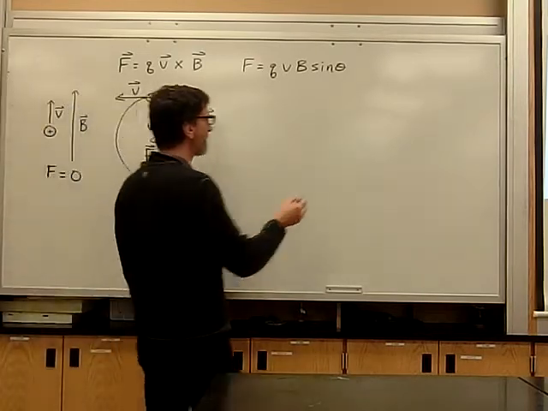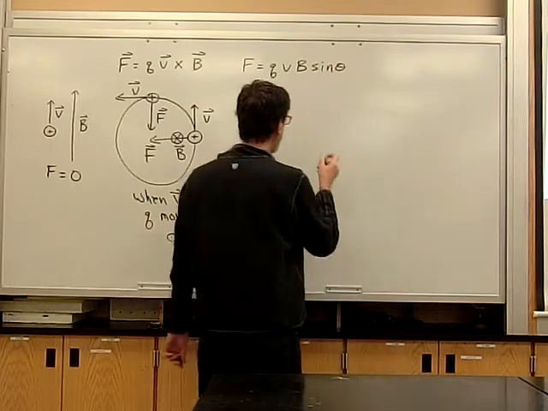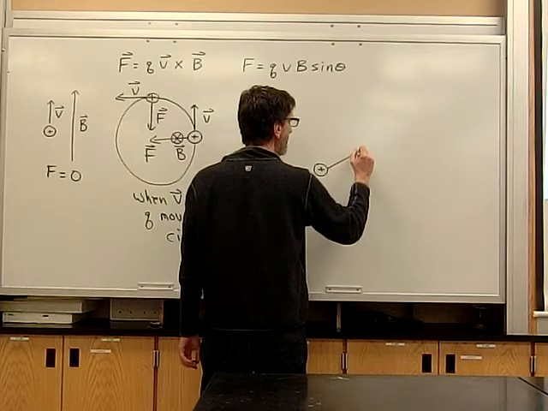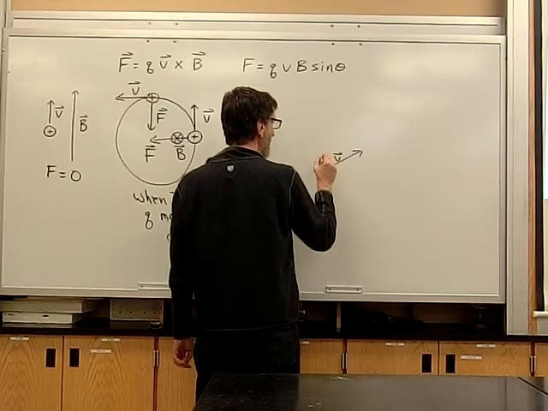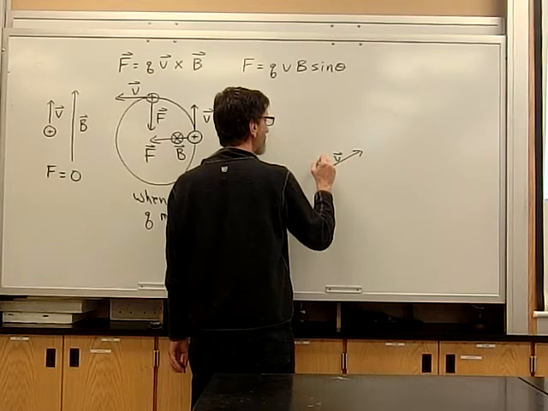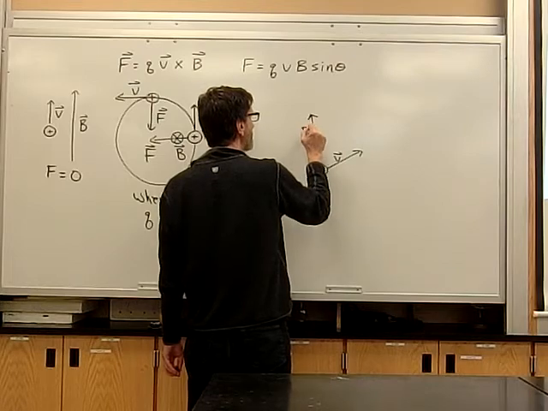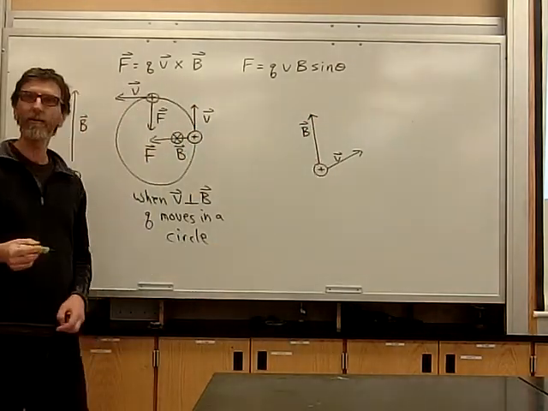But what happens if V and B are not perpendicular or parallel? So let's look at that case. Here's a positive charge, let's say that's moving in this direction at velocity V. And let's say it's in a region of space where the magnetic field points this direction. Okay, this is a non-90 degree angle, so we're not going to get circular motion.